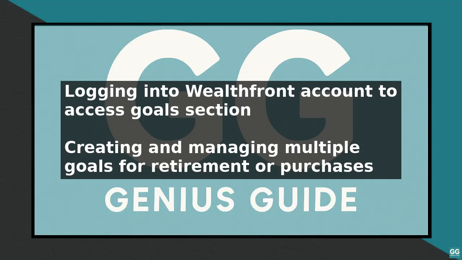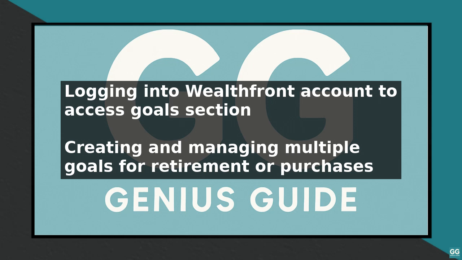To set goals in a Wealthfront traditional IRA, start by logging into your Wealthfront account and navigating to the Goals section. Here you can create and manage multiple goals, such as retirement, a down payment on a house, or a big purchase. First, click on the Create a Goal button and select the type of goal you want to create.